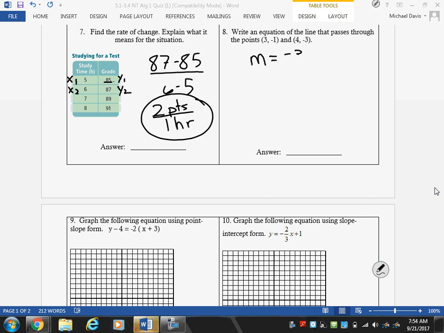So that'll be negative 3 minus a negative 1 over 4 minus 3. So that's a negative 2 over 1. And then you just use your point and your slope. So y minus a negative 1 equals negative 2 times x minus 3.